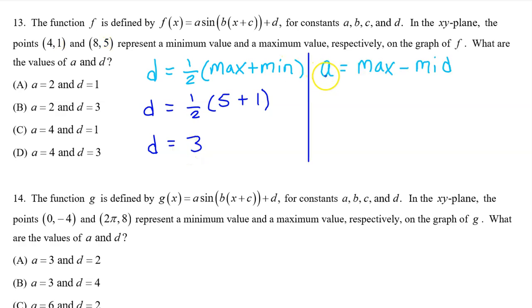The a value corresponds to the amplitude, except sometimes the a value could be negative. In this case, the a values are all positive, so the a value will simply equal the amplitude, which equals the maximum value minus the middle value. In this case, the maximum value is 5, and the middle value is the d value we just found. So the a value and the amplitude is 5 minus 3, which equals 2. This corresponds to answer B.